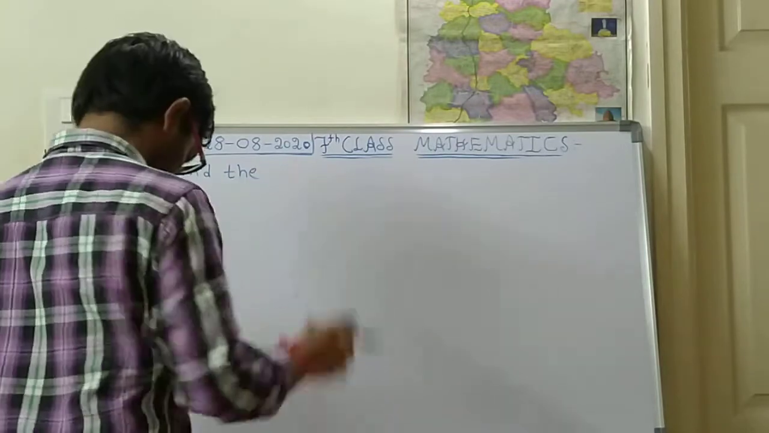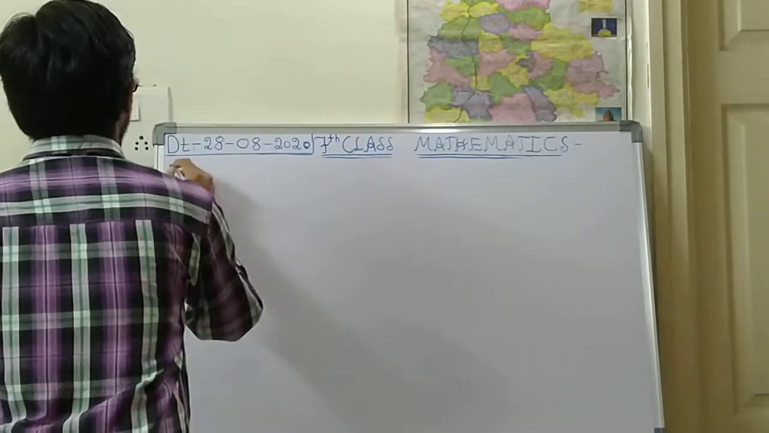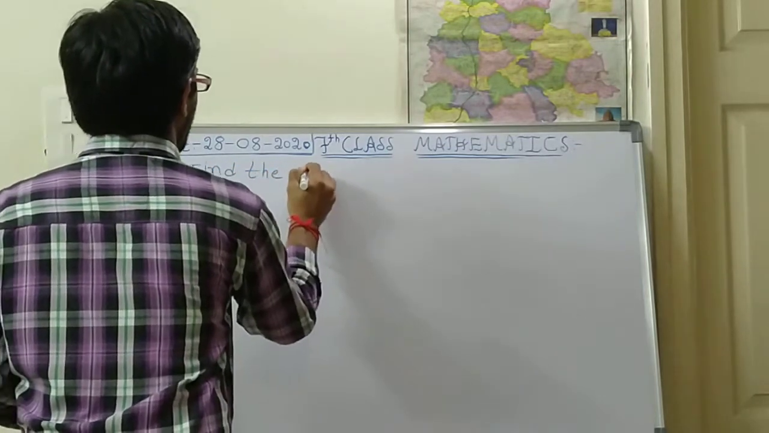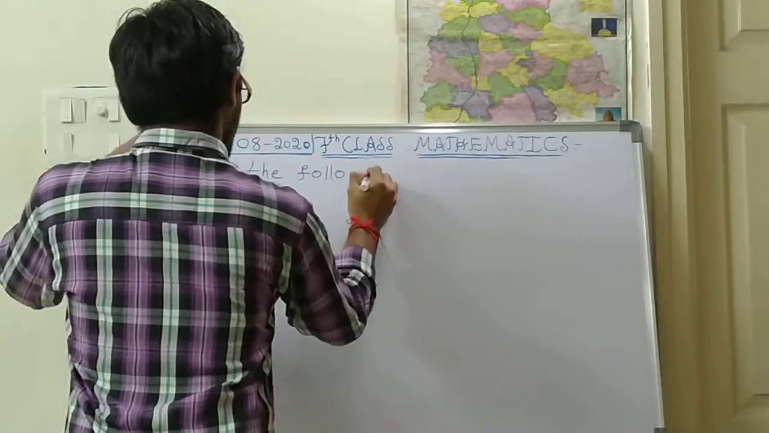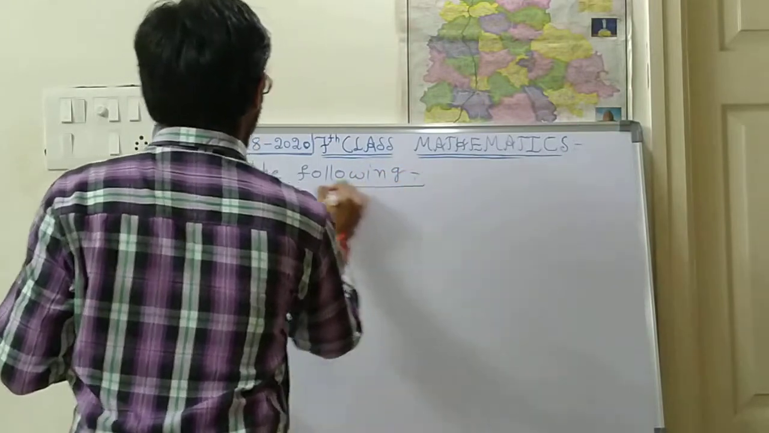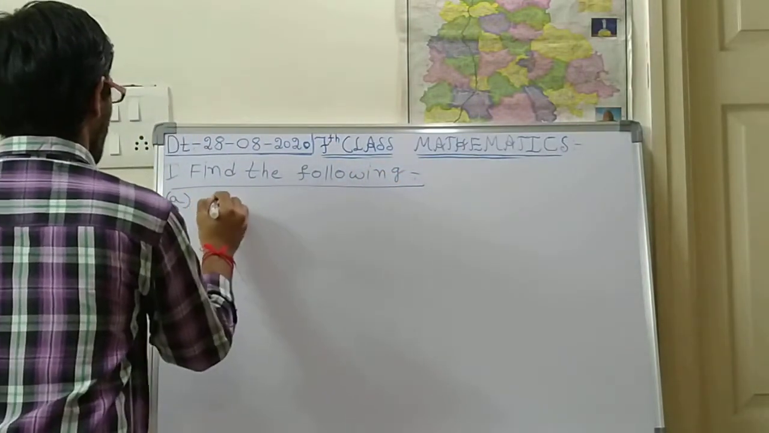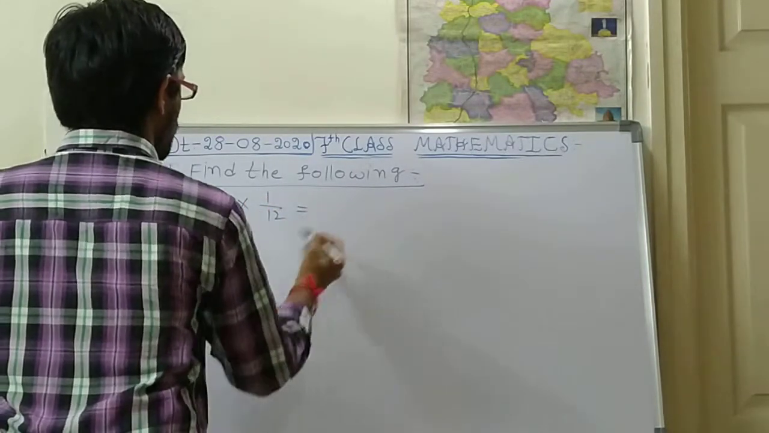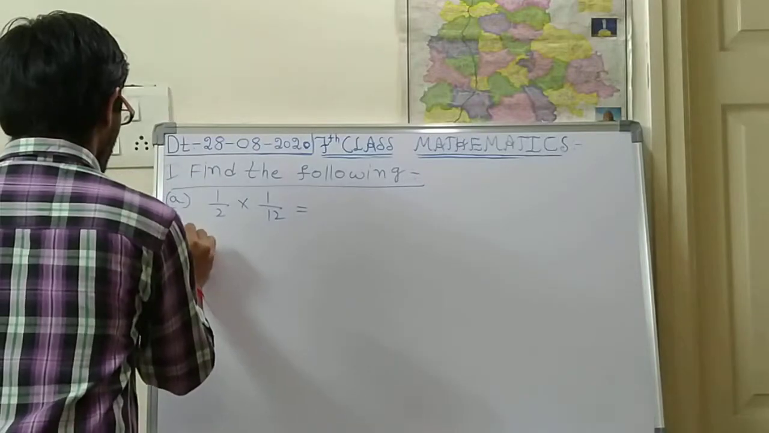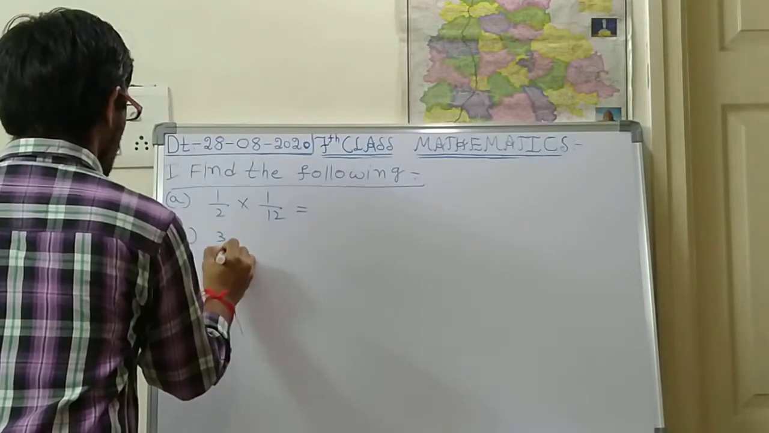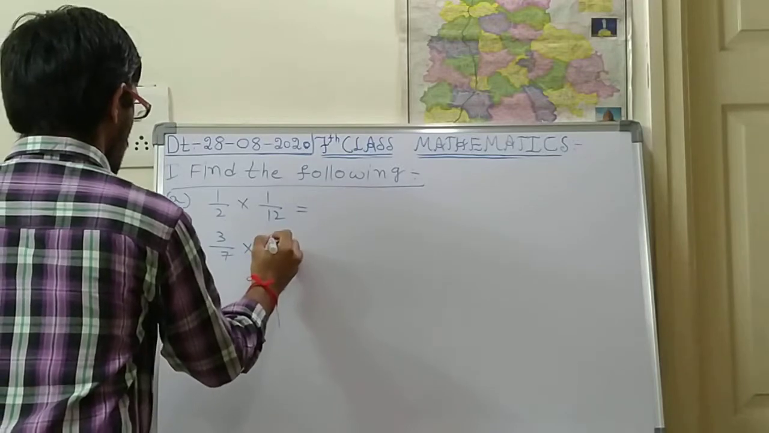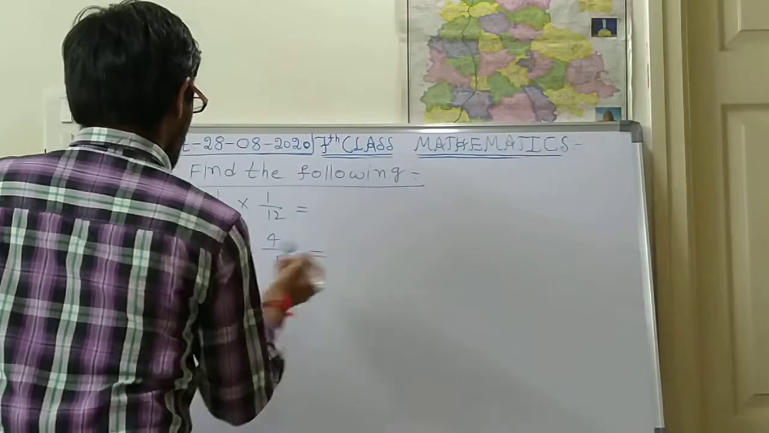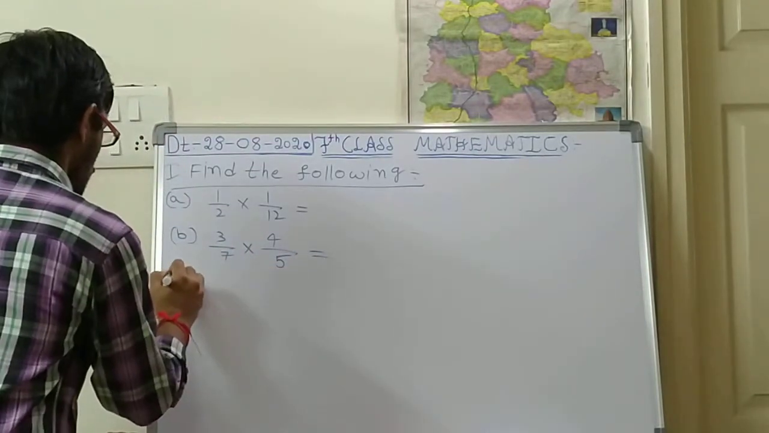Find the following. A: 1 by 2 into 1 by 12 is equal to. B: 3 by 7 into 4 by 5.